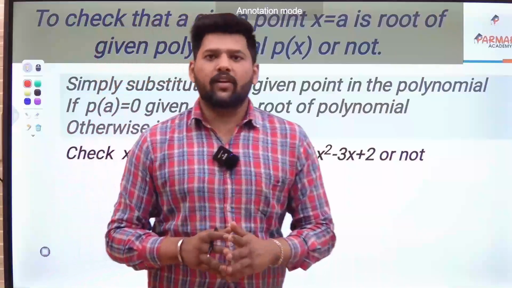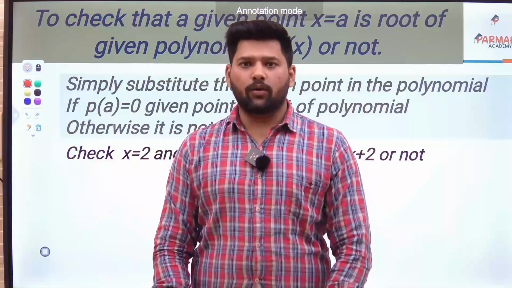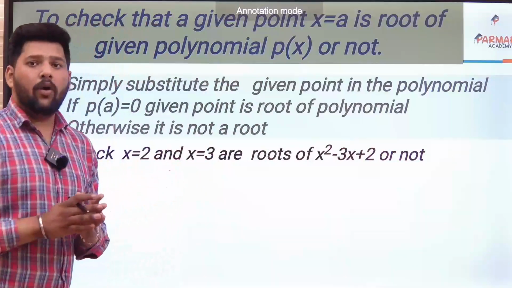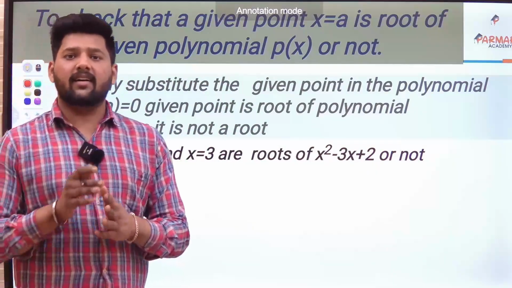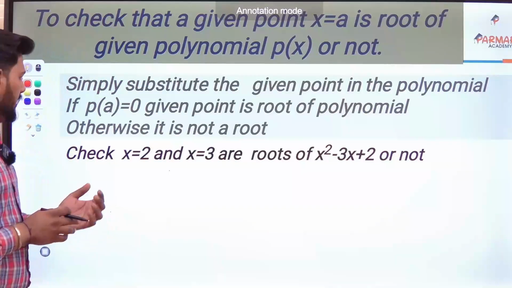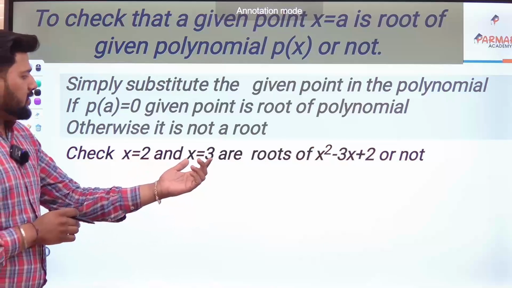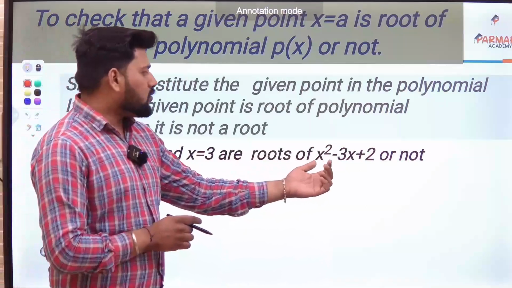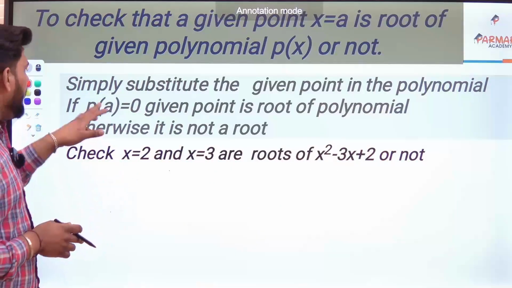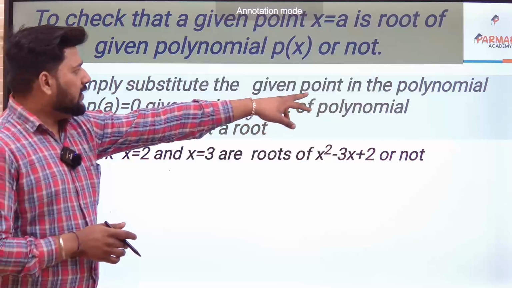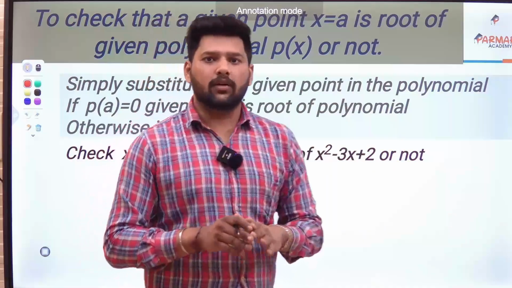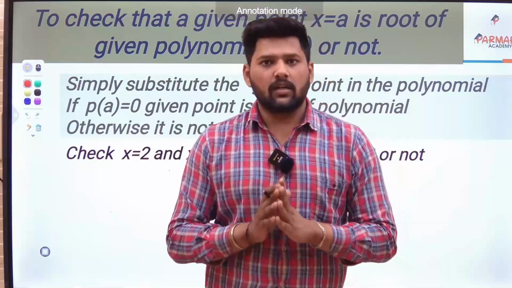In the last slide, we discussed how to find the root of a polynomial. Now let's see how to check if a given point is a root or not. So we discuss with an example: check whether x is equal to 2 and x is equal to 3 are roots of x square minus 3x plus 2 or not. So what steps do we have to follow? Simply substitute the given point in the polynomial. If we get the answer 0, that given point is the root of the polynomial, otherwise it is not.